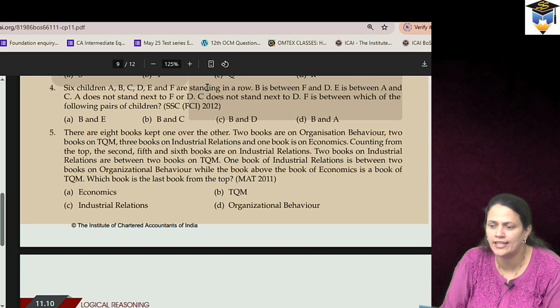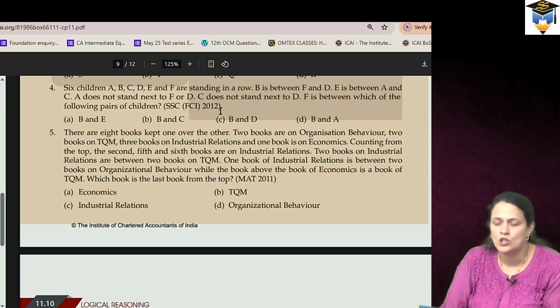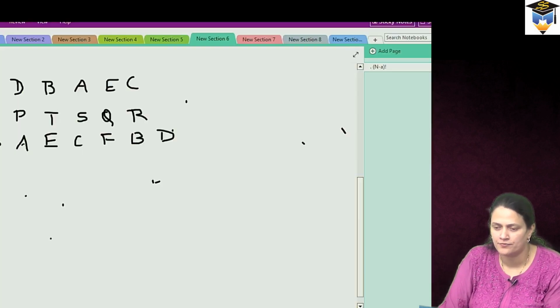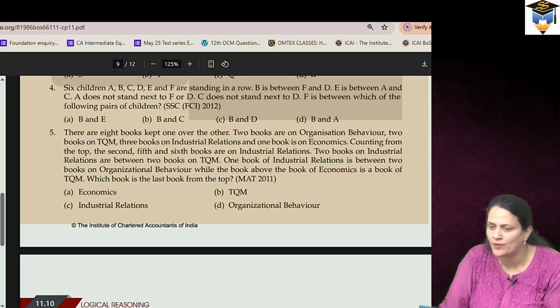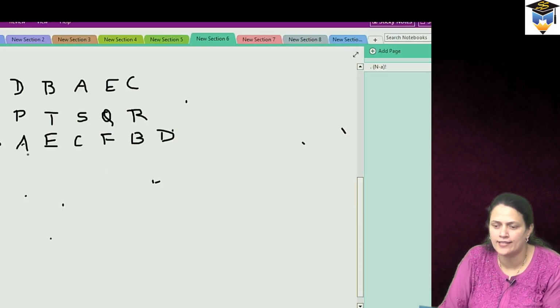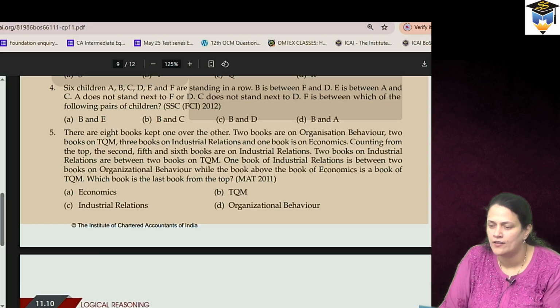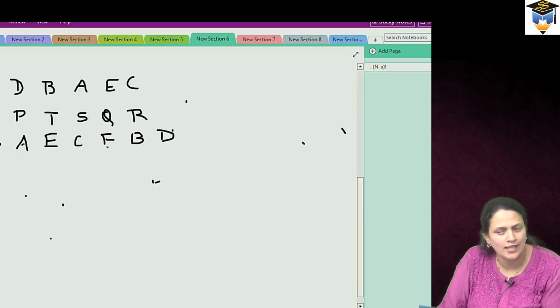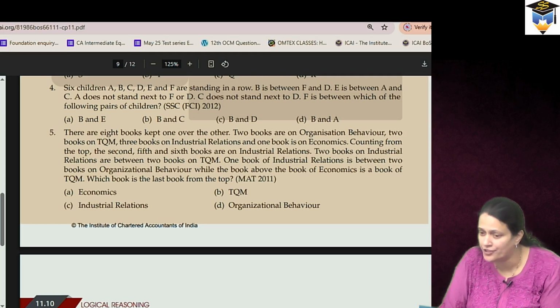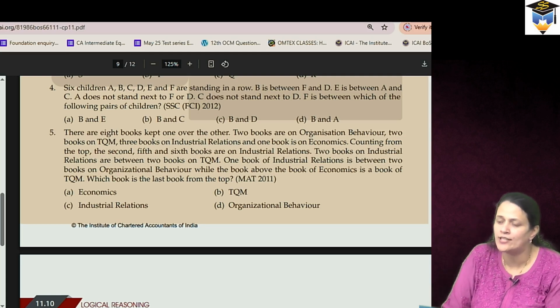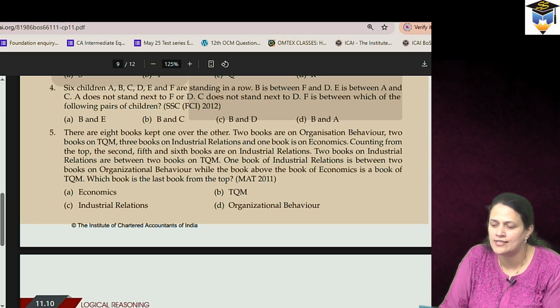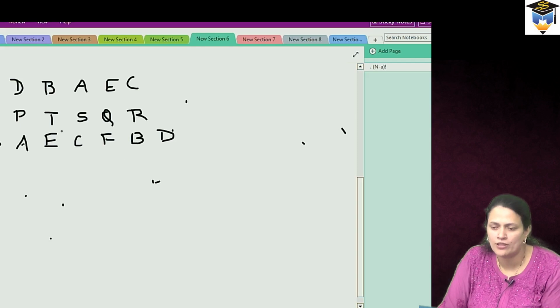6 children A, B, C, D, E and F are sitting in a row. So B is between F and D. B is between F and D. So F, D, B is between. Then next is E is between A and C. E is between A and C. So this is mentioned. A does not stand next to F or D. So A is not standing next to F or D. That is also satisfied over here. And C does not stand next to D. C does not stand next to D. Okay. So F is standing between who? So that is B and C.